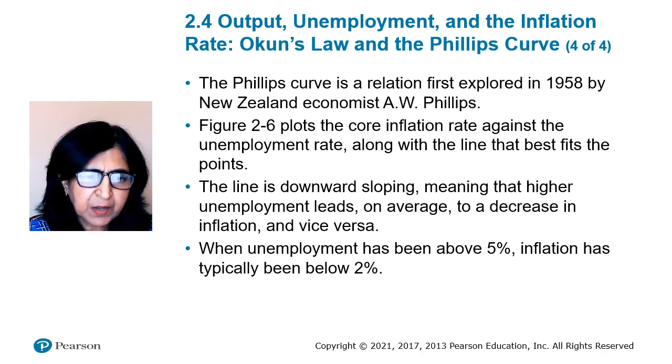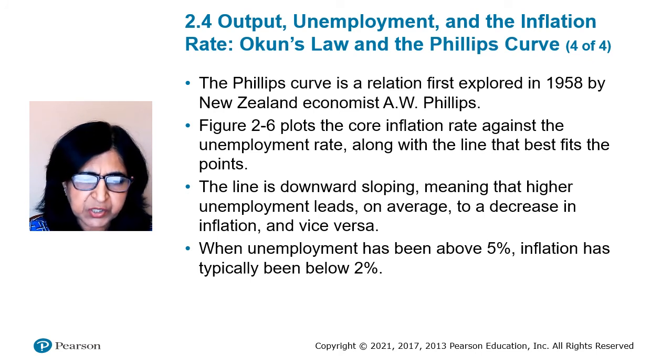Two, using the regression line, we can compute the rate of unemployment associated with a given rate of inflation. If, for example, we want the inflation rate to be 2%, which is the current target of the Fed and many other central banks, the line implies that the unemployment rate has to be roughly equal to 5%.